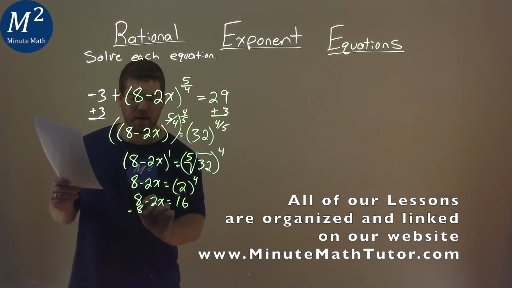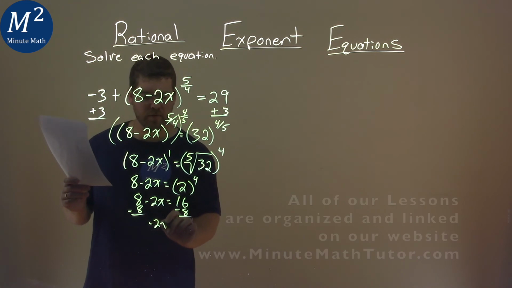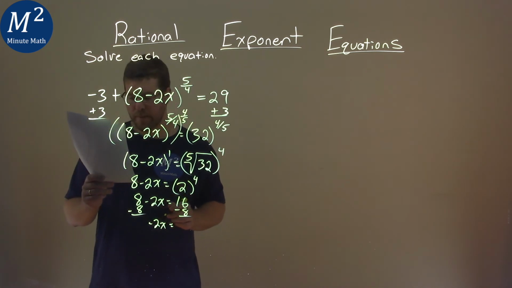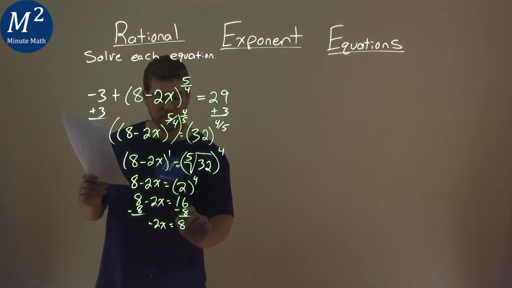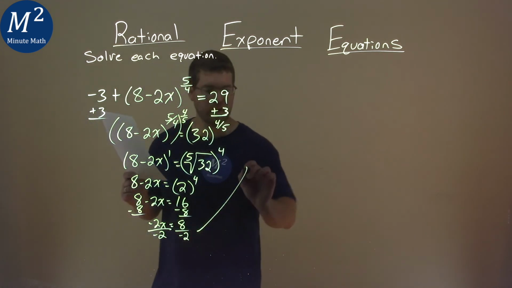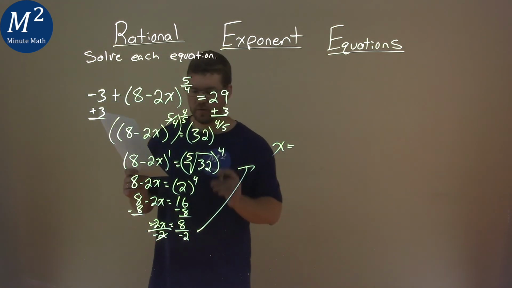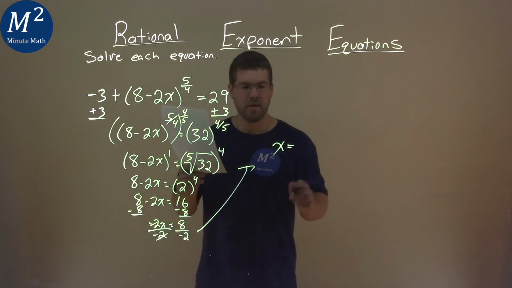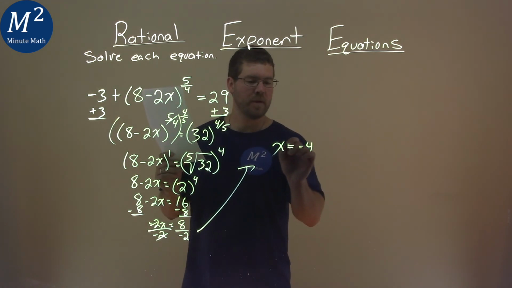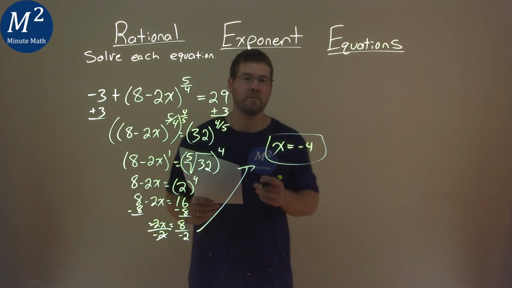We subtract an 8. We're trying to get x by itself here, just like we normally do. And we have a negative 2x here is equal to 16 minus 8, which is a good old 8. We divide both sides by a negative 2. And I'll put it over here. X is by itself now. And that's equal to 8 divided by a negative 2, which is a negative 4. And so my final answer here is just x equals negative 4.